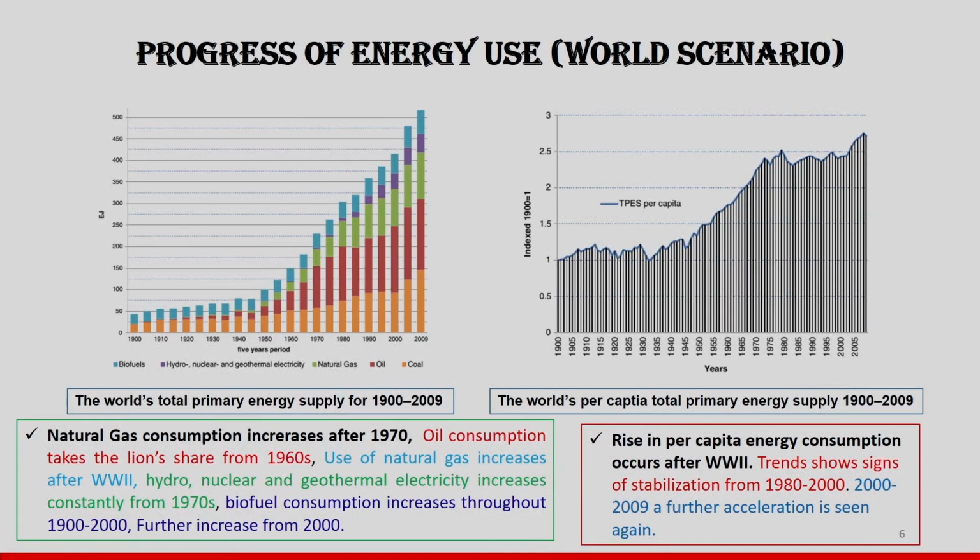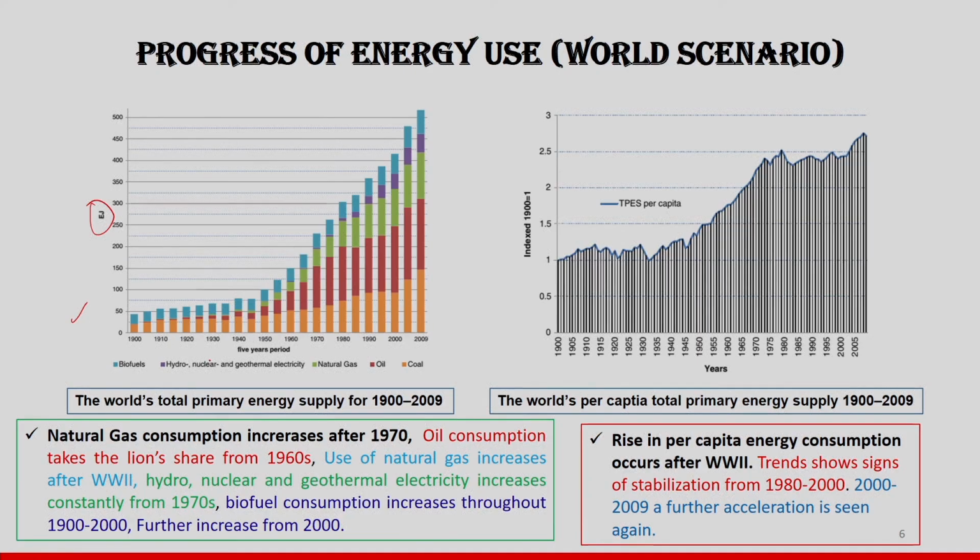Now, let us pay attention to the progress of energy use, that is, the world scenario. This figure shows energy use versus years, from 1900 to 2009. As you can see, energy requirement was very low in 1900, and if we see 2009, you can see the rise in energy requirement. It is about 10 times more. The unit here is exajoule. 1 exajoule is equal to 10 to the power of 18 joule.